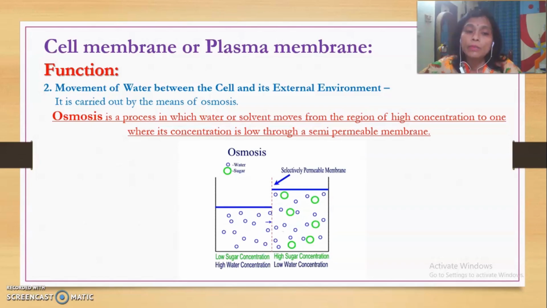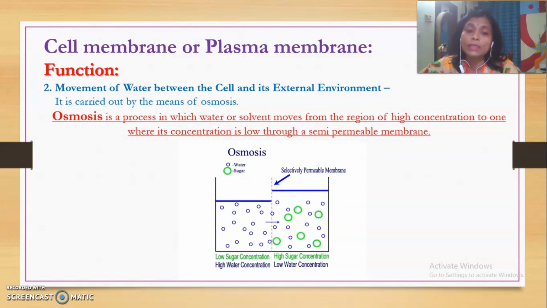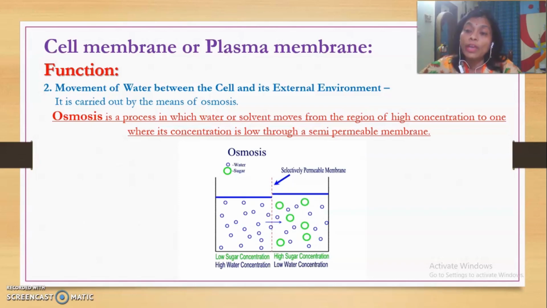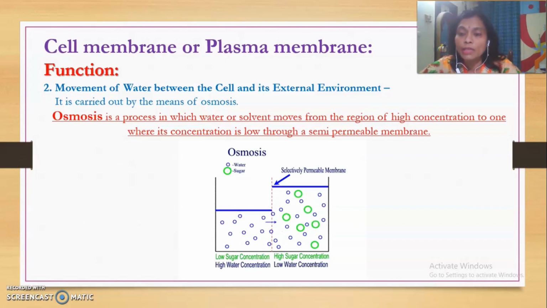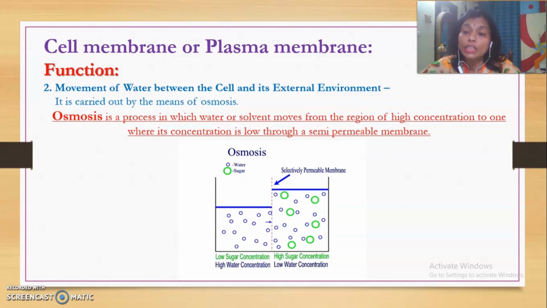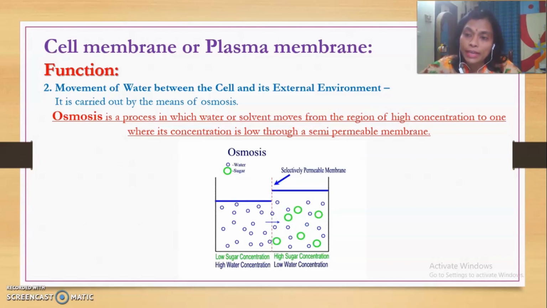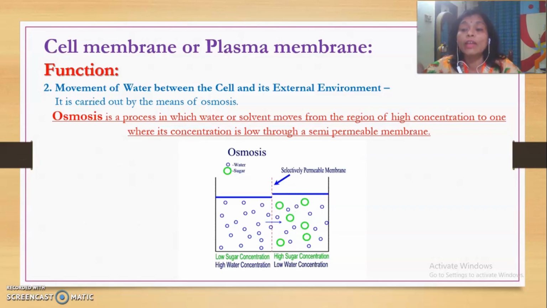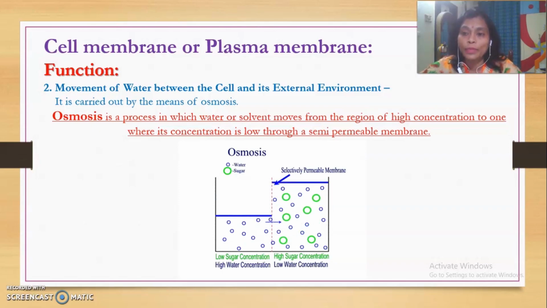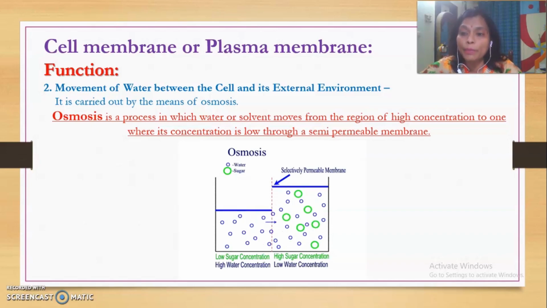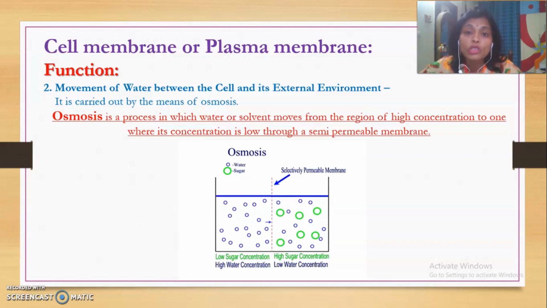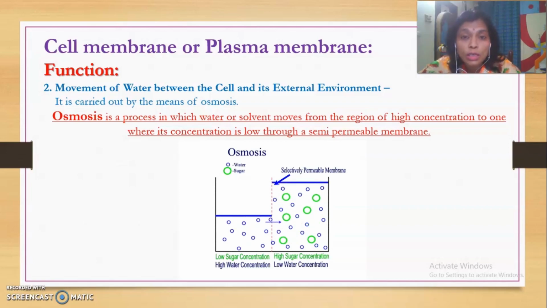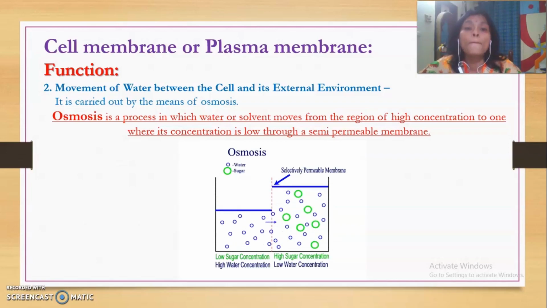Remember that. It is the movement of solvent particles or water from the region of its higher concentration to its lower concentration. Higher means where the concentration of water is more. From that side to the other side which is having lower concentration of water through semi-permeable membrane. Again, very important. It's only through semi-permeable membrane. In case of diffusion, semi-permeable membrane was not required, but in case of osmosis, semi-permeable membrane is a must.